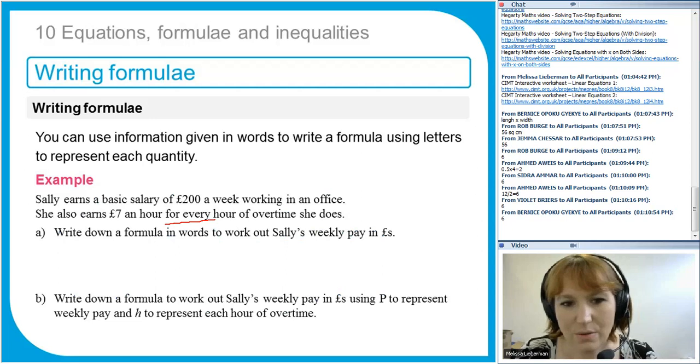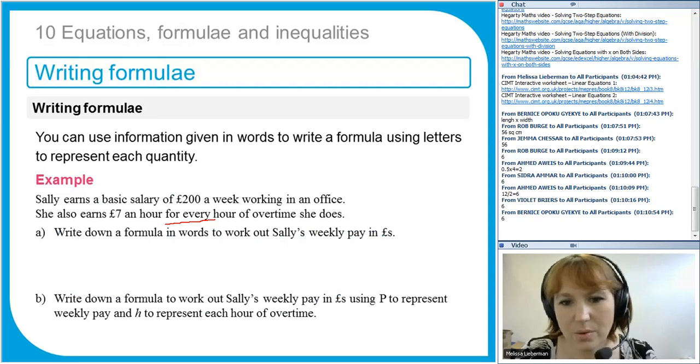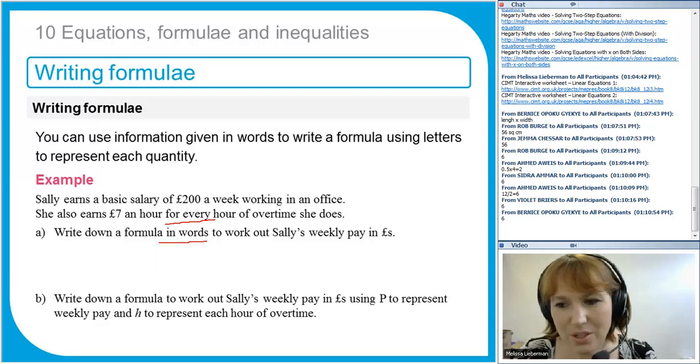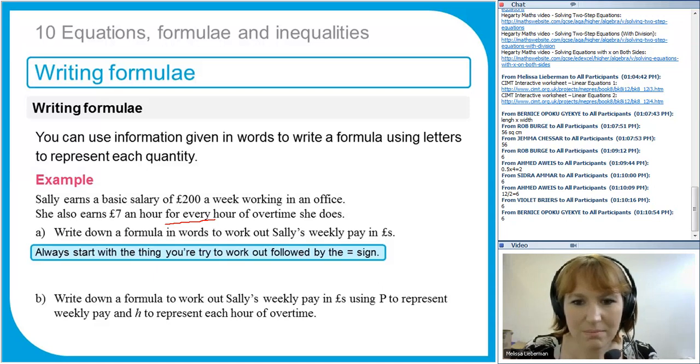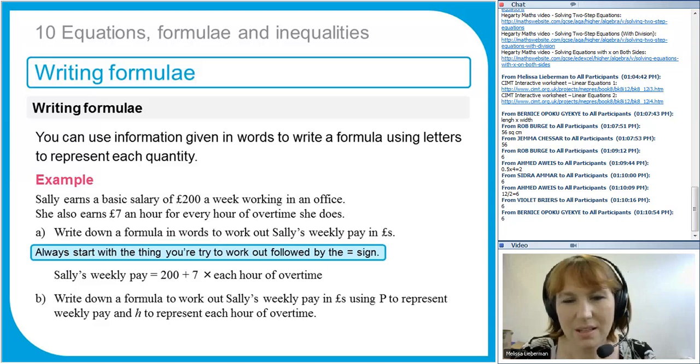So part A says, write down a formula in words, so we don't need to do any symbols, to work out Sally's pay in pounds. So what do we do to work out Sally's pay? Well, we start with her starting pay, her basic pay, 200. So her weekly pay equals 200 plus 7 multiplied by every hour that she works. So something like Sally's weekly pay equals 200 plus 7 multiplied by each hour of overtime.